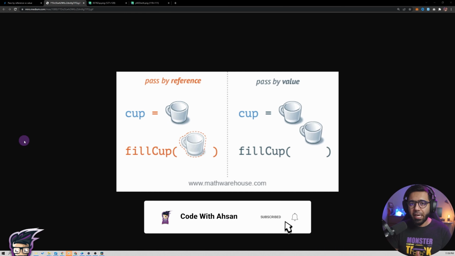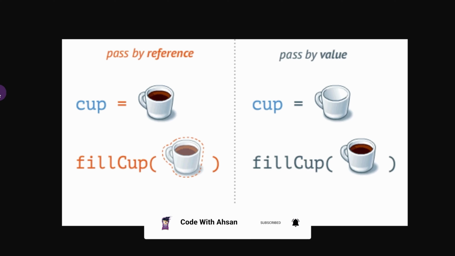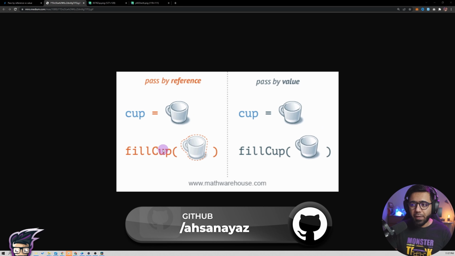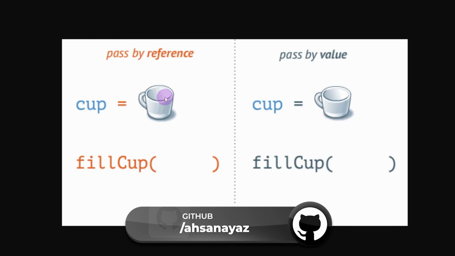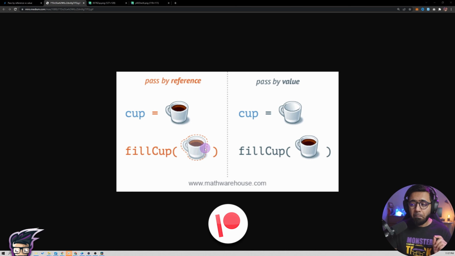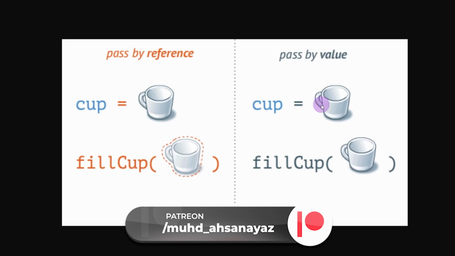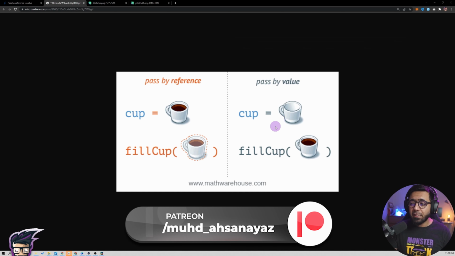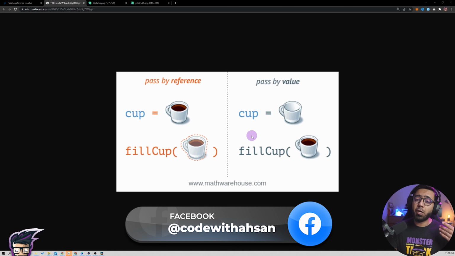passing by reference. So you might have seen this particular animation in which what's happening is that if we assign a new variable a value by reference, then if you change the original value, the new value also changes. But if you pass it by value rather than reference, then if you change the new variable, the old variable does not change. Or if you change the old variable, the new one doesn't change because they are not interlinked.